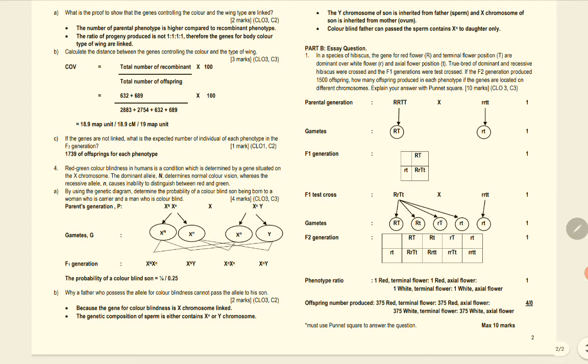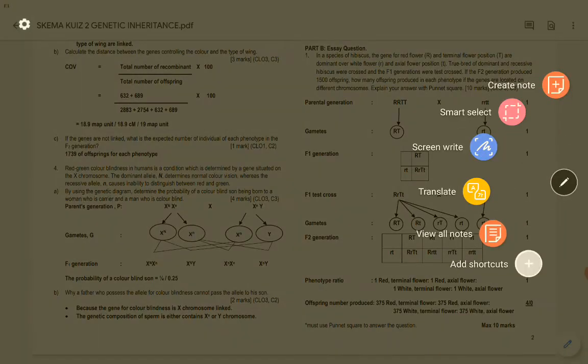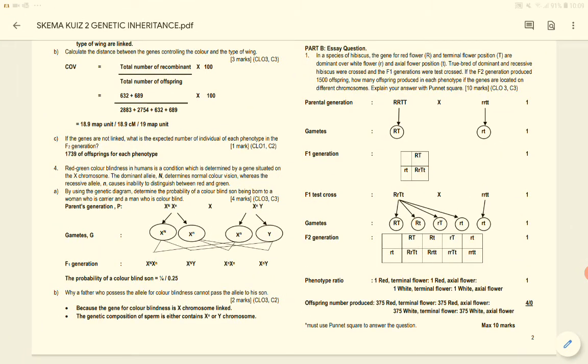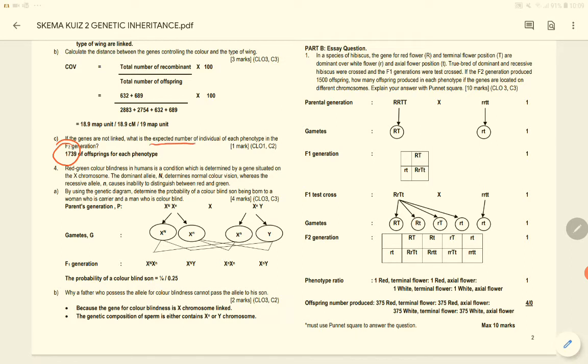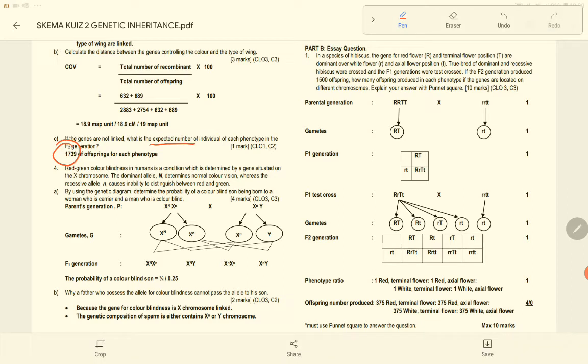After you divide by 4, you should be able to get 1379 offspring for each phenotype. Because the question is what is the expected number, you cannot say that all the phenotypes are the same. Okay, you must write the number here.